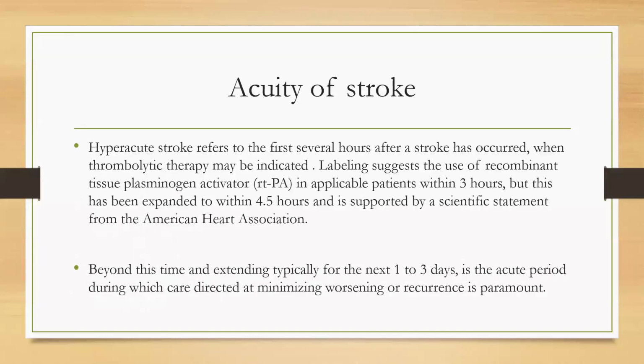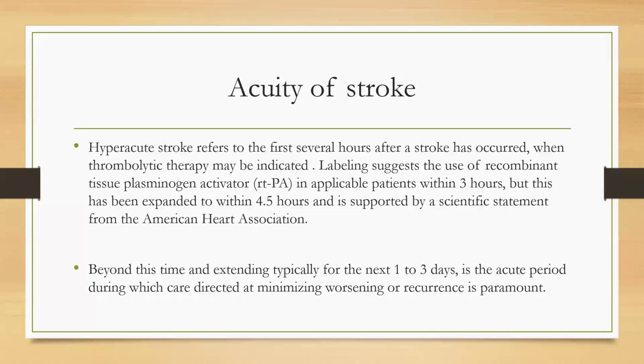Now, the acuity of stroke. Hyperacute stroke refers to the first several hours after the stroke has occurred, when thrombolytic therapy may be indicated. Labeling suggests the use of recombinant tissue plasminogen activator in applicable patients within 3 hours, but this has expanded to within 4.5 hours, and it is supported by a scientific statement from the American Heart Association.